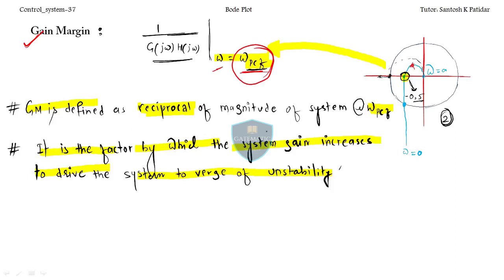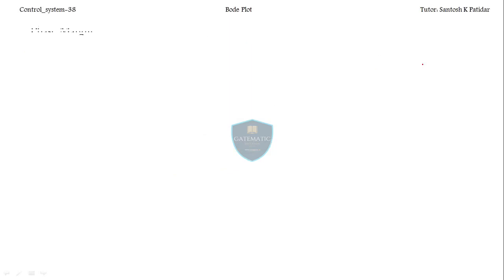So gain margin is clear to you, I think, isn't it? This is the margin by which we can increase the system gain, and the system will become unstable. Okay, this diagram is very important. Today we'll discuss about this diagram more and more, so it will be clear to you. Now let's come to the phase margin.